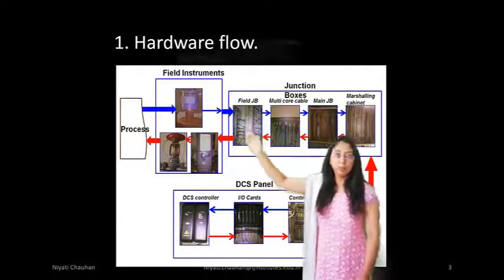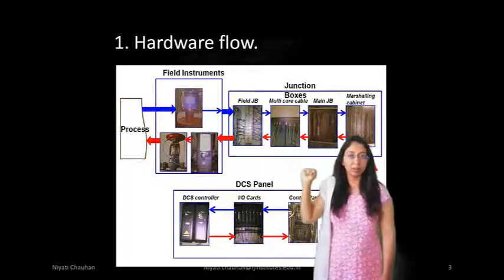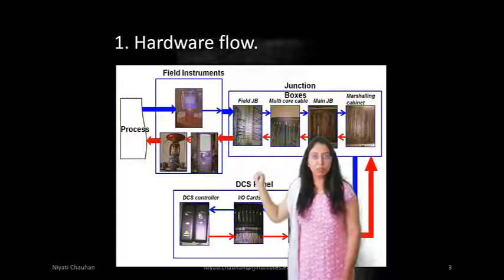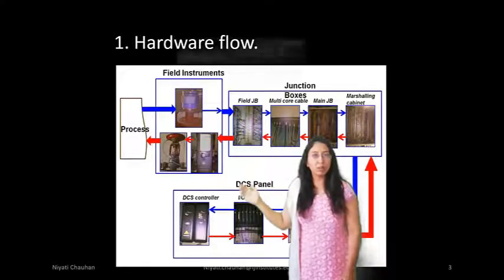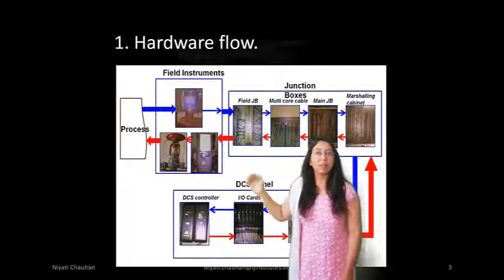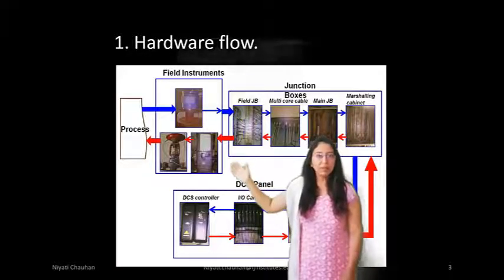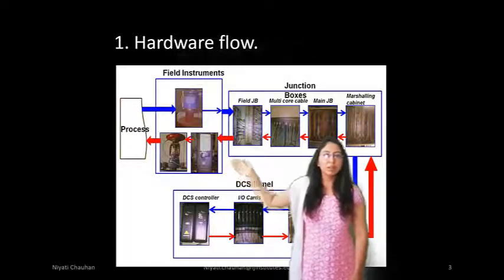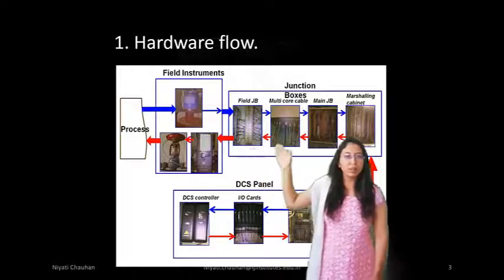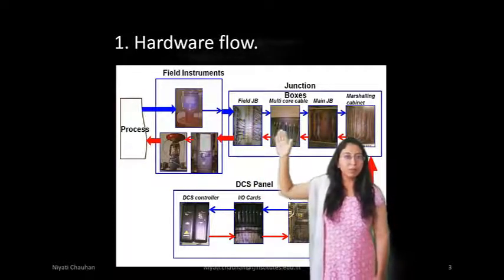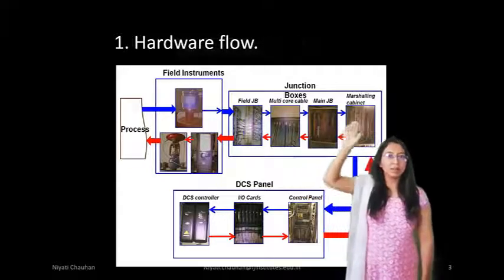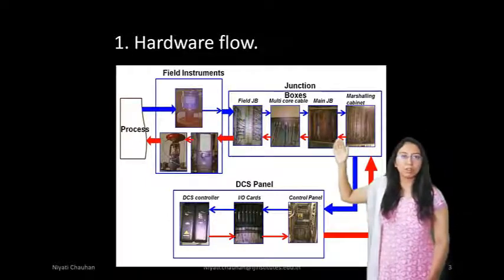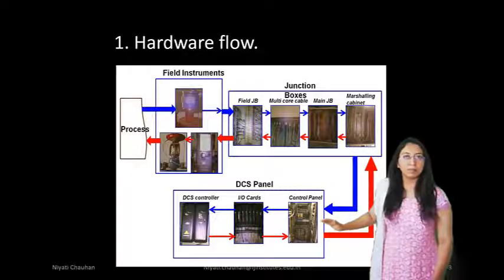Here the blue arrow is in the forward direction, okay. So the process sends a signal to the field instruments. We can take field instruments as the sensors, transmitters and transducers. Then the signal is sent to the junction box, okay. So the transmitter sends the signal to the field junction box, then multi-core cable, then main junction box and Marshalling cabinet. The Marshalling cabinet is placed between the junction box and the DCS panel.